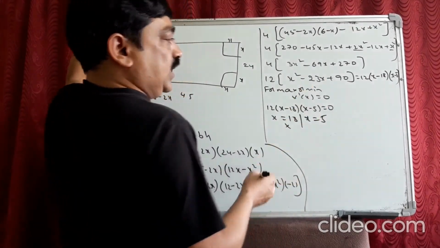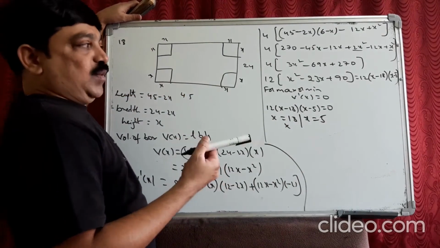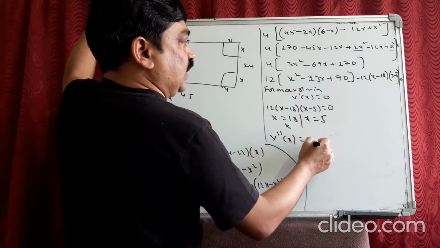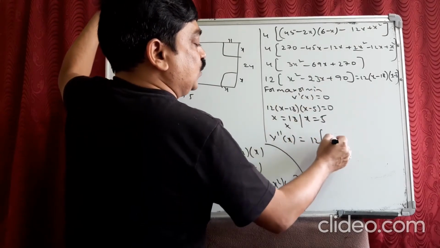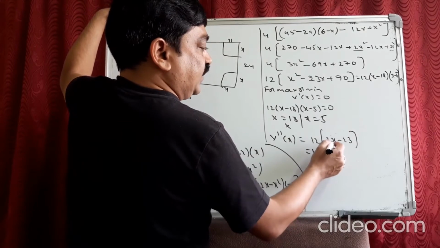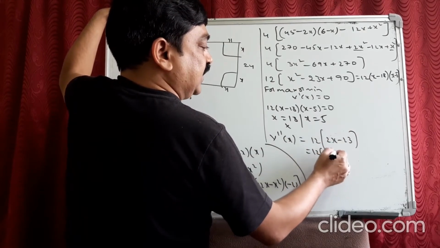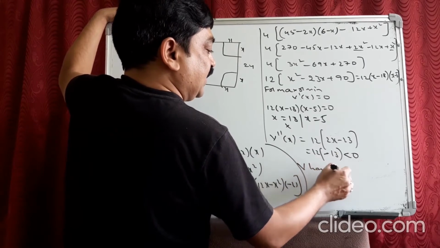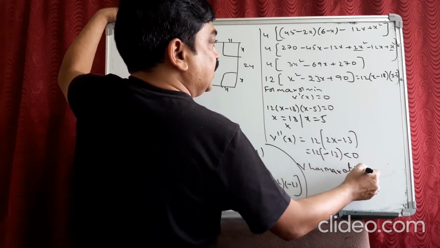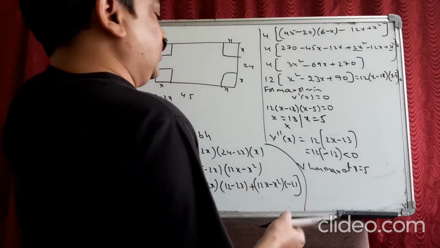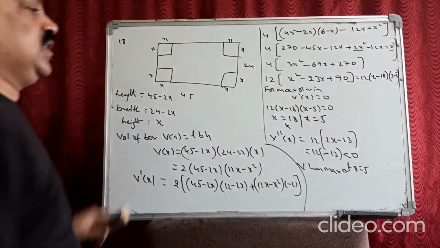But I am not sure that it is giving maximum value. So go with v double dash of x. So 12 into derivative of this, 2x minus 23. When x is 5, 10 minus 23 is minus 13, negative. Therefore v has maximum at x equal to 5. So what is that maximum value? Did they ask? No. They just asked to find the value of x. Okay.